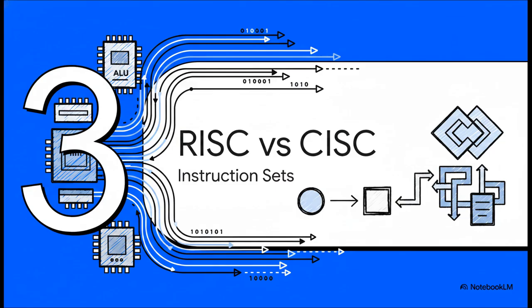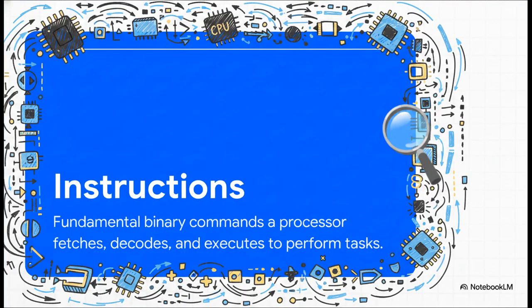Let's talk about instruction sets. Literally every single thing your computer does, from opening a simple web browser to rendering some high-end 3D graphics, is ultimately broken down into instructions. These are your fundamental machine language binary codes. The processor's whole job is to fetch, decode, and execute these binary instructions to perform operations like basic arithmetic, data movement, and control flow. All of this is defined by what we call the instruction set architecture, or ISA.